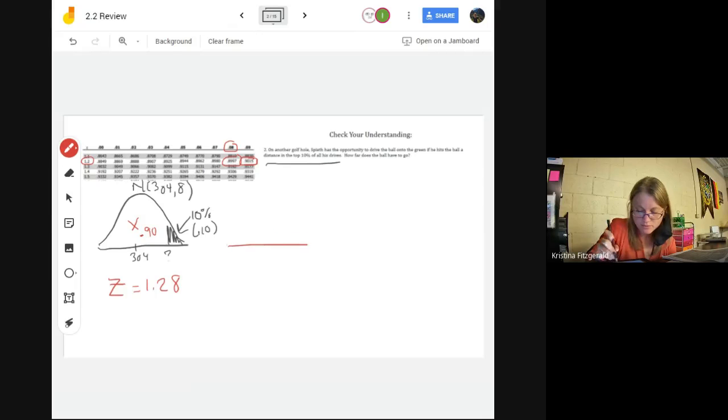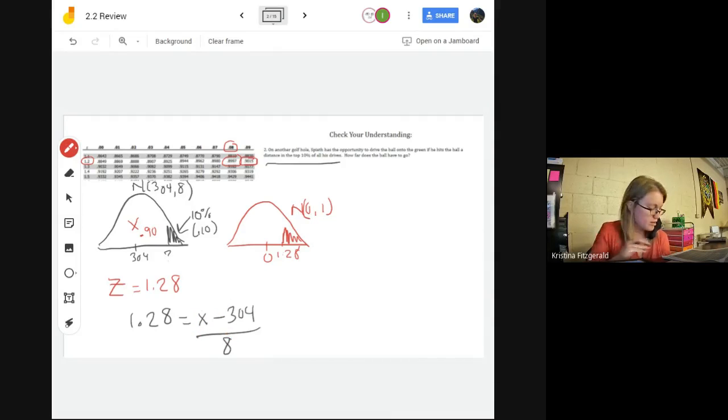Let me show where my z-score is placed here. So 1.28. And now we're going to do some algebra to find what value we would need to get 1.28 in this distribution. So we have our value minus 304 divided by 8. So if I multiply by 8 on both sides, I'm going to get a number. Let me use my calculator here quick.